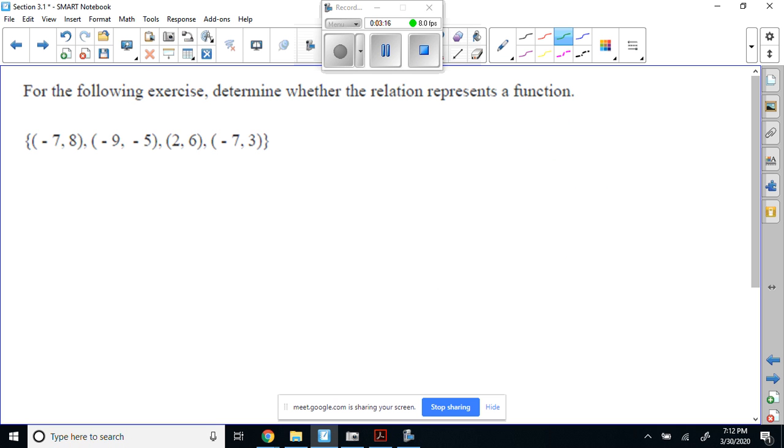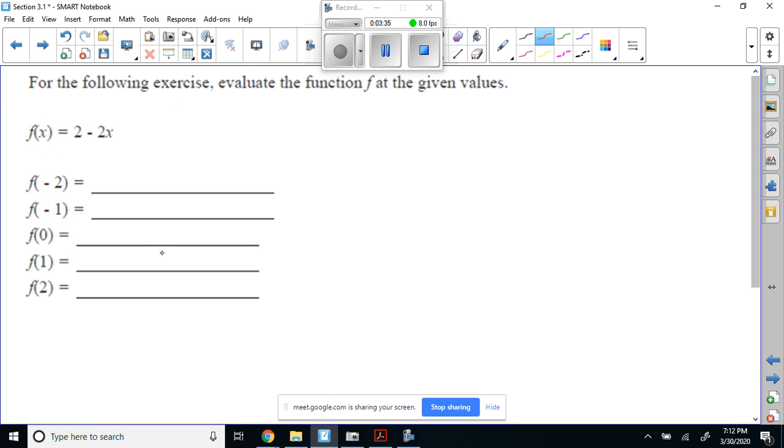If you're looking at a relation, the only thing I have to look at are my x's. Do I have any x's that are repeating? There you go, so it's not a function. Now this one, function notation. When you have this f of negative 2, the negative 2 took the place of x, so you take the negative 2 and put it in for x.